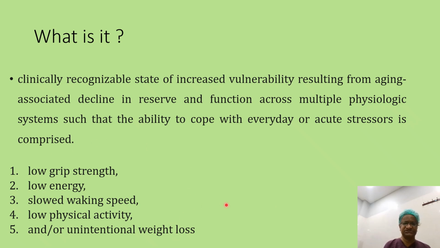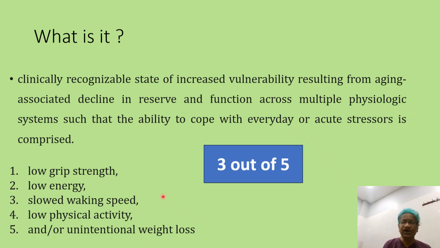So what are the five features? Low grip strength, low energy, slowed walking speed, low physical activity, or unintentional weight loss. They are not able to walk. That speed is less, physical activity is less, the strength is less. There is some weight loss. Now we can see very clearly in these five, there is no decreased appetite. Frailty, appetite, no.